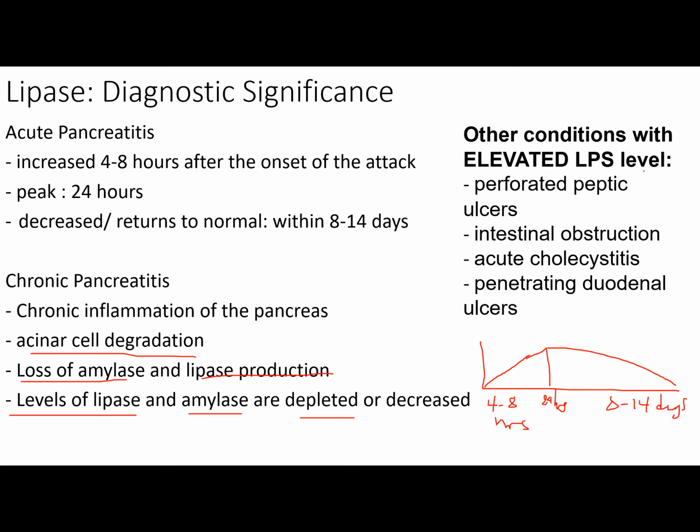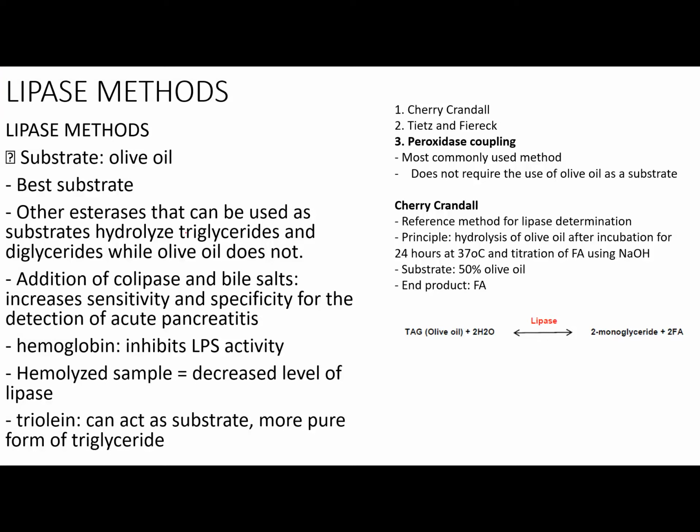Other conditions with elevated lipase would include perforated peptic ulcer, intestinal obstruction, acute cholecystitis, and penetrating duodenal ulcers. Now, the method for lipase would usually use the substrate olive oil. Olive oil, class, is considered the best substrate. Other esterases that can be used as substrate hydrolyze triglyceride and diglyceride, while olive oil does not. So, very specific siya, class, for lipase, yung olive oil.